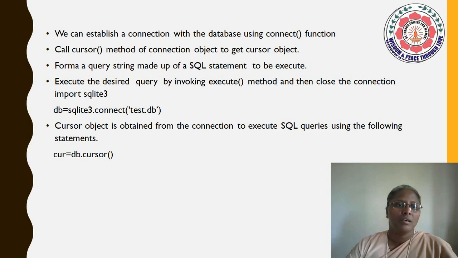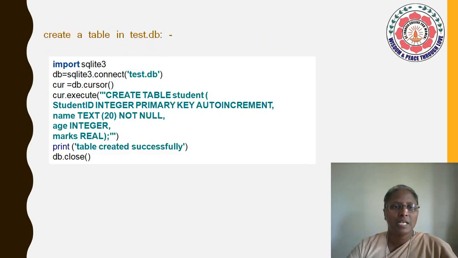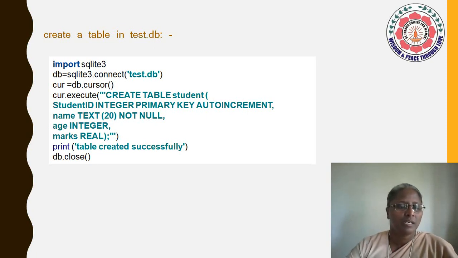From a query string made up of a SQL statement to be executed, we execute the desired query by invoking the execute method and then close the connection. Import sqlite3, db equals sqlite3.connect of test database. A cursor object is obtained from the connection to execute SQLite SQL queries using the following statement, that is, cursor equals db.cursor.